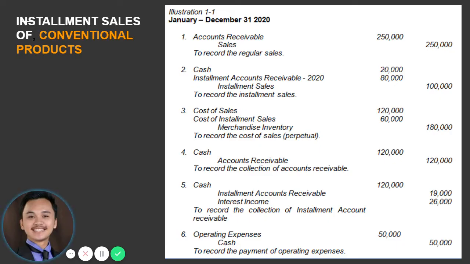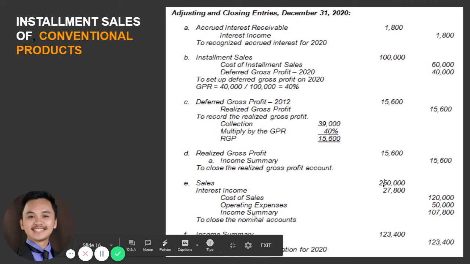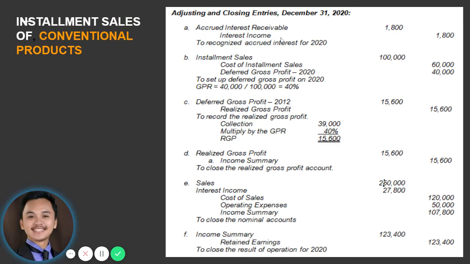Now this time, let's move on to the adjusting entries and reversing entries for the year 2020. So the first one, guys, is to recognize our accrued interest. If you have observed earlier, we have a total accrued interest for 2020 sales of 1,800. Since it's already accrued, it means it's already an income. So therefore, we will recognize it. So debit to accrued interest receivable for 1,800 and credit to interest income for 1,800.